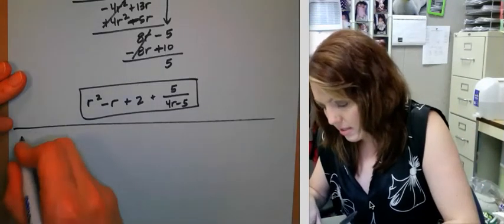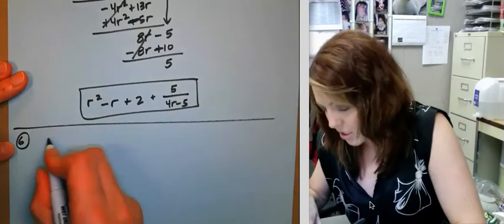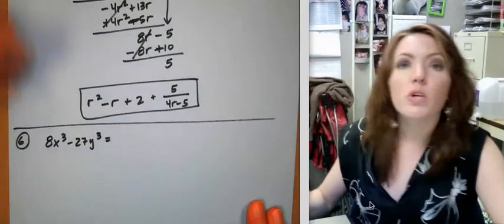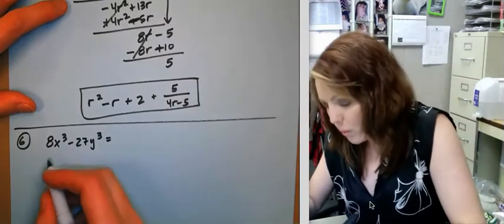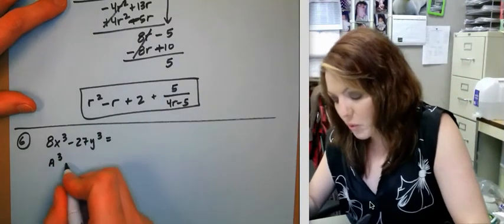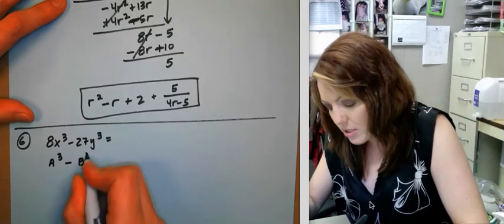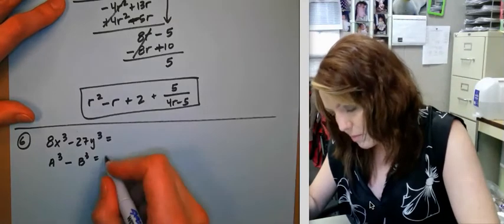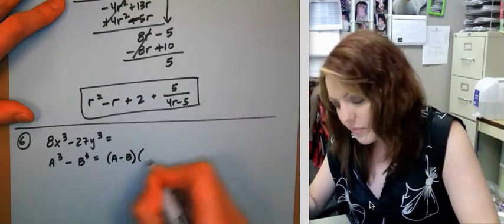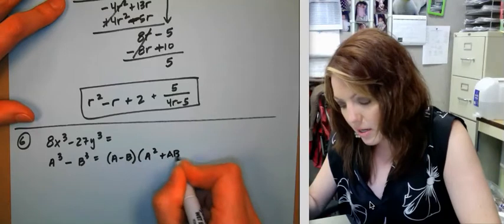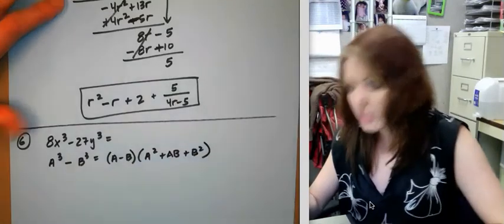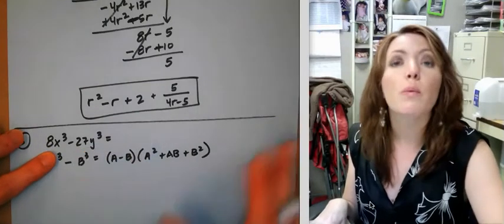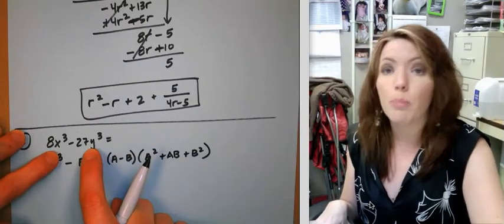Number 6. Number 6, we've got 8x cubed minus 27y cubed. And all we're doing here is factoring, okay? So remember, we learned some factoring forms. We learned a cubed minus b cubed. There was also a cubed plus b cubed, so the sum and difference of cubes. So a cubed minus b cubed factored to a minus b times a squared plus ab plus b squared. So what we're doing here is a and b represent the cubic roots of each of these terms. There's no way we can do this if these two are not perfect cubes.